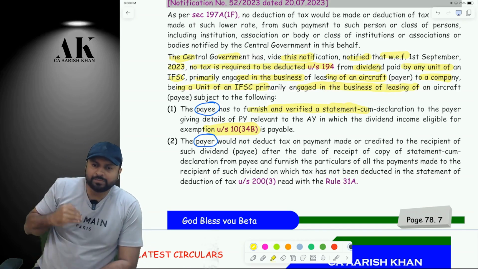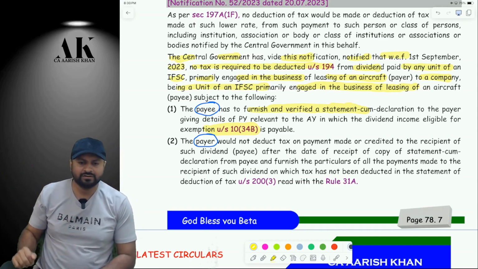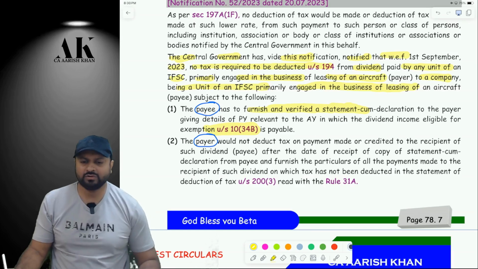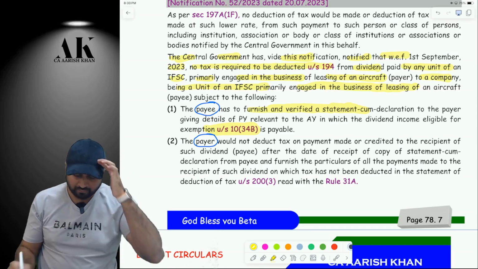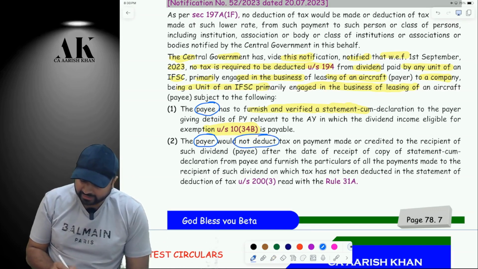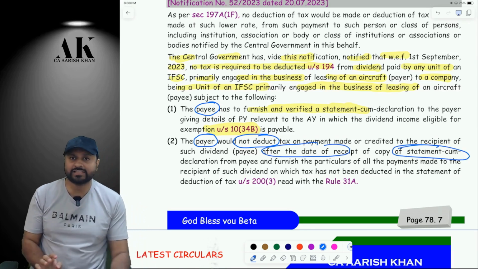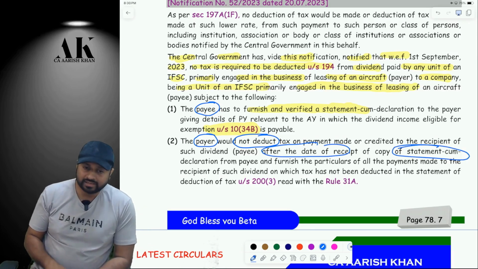A declaration to the payer that my income is exempt under 10(34B). Please don't deduct TDS. Are you clear? What is the payer liable to do? Payer will not deduct TDS. But when? After the receipt of declaration. It means till the time the declaration is not received, payer should deduct the TDS.